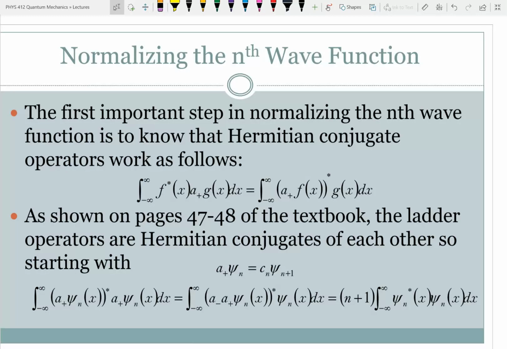So how do we normalize it? And this is bringing in a new area to understand. Something that's important about the Hermitian operators is this relationship here. I have a function star, complex conjugate, and then I have an operator.